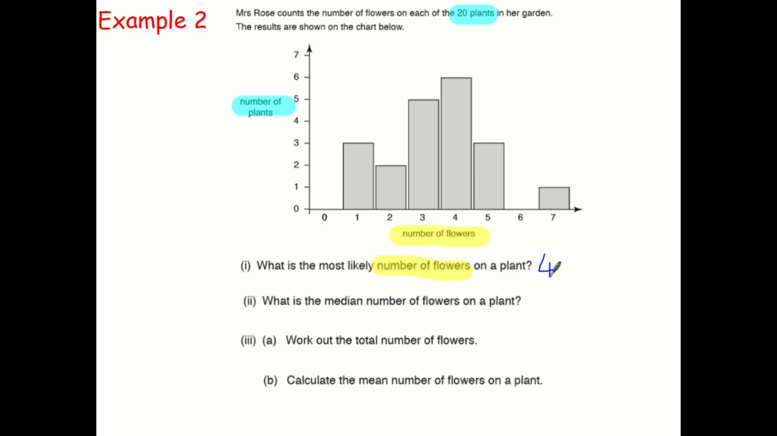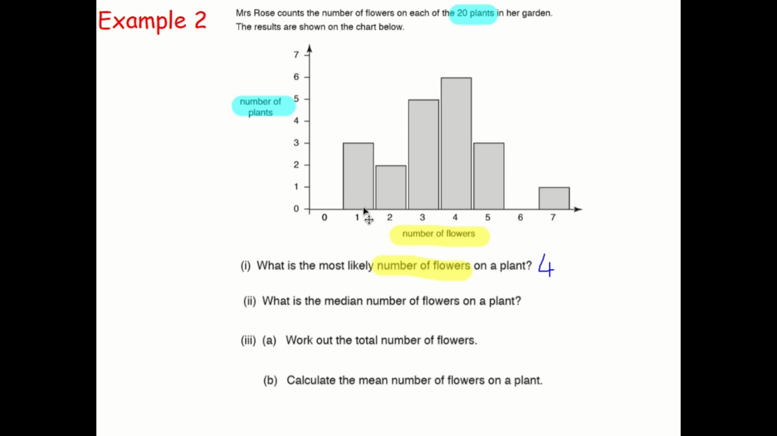What is the median number of flowers on a plant? So we know that we need to find the middle number for the median, okay, the middle number. Now this is quite tricky with a bar chart or for a table as well. So what I like to do is actually write out all the numbers, okay, and this doesn't take too long and it's actually really worth doing because I think it avoids a lot of confusion.